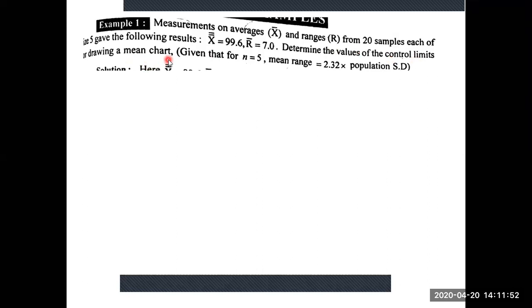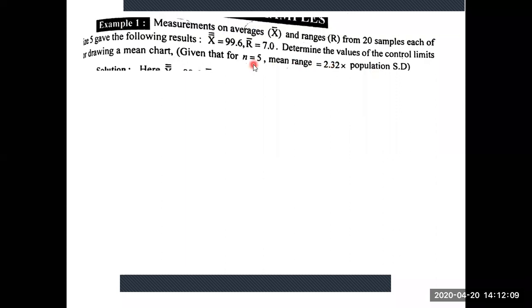Okay. Next, what he has given is that for n is equal to 5, mean range is equal to 2.32 into population standard deviation. This is the formula. Mean range stands for r bar. R bar is equal to 2.32 into sigma, for n is equal to 5. If n is equal to 5, this is the value. If n is equal to 6, that is a different value. I will show that one also.